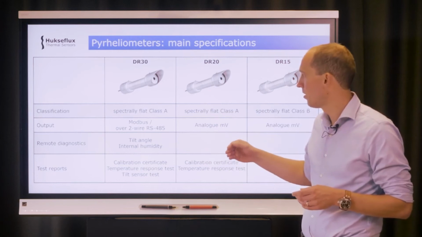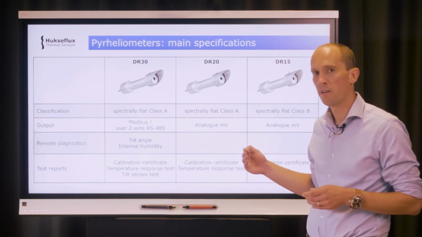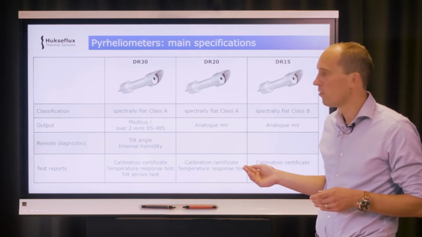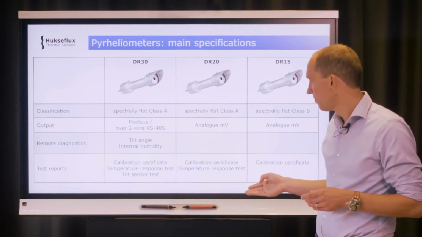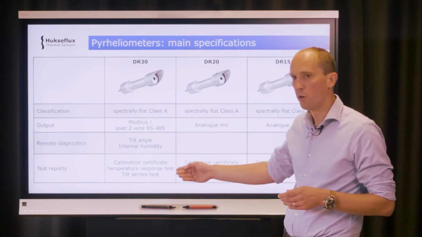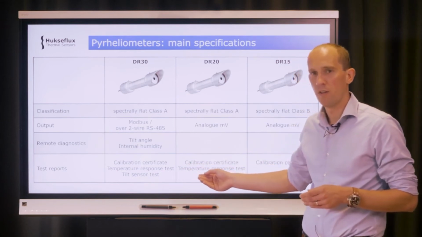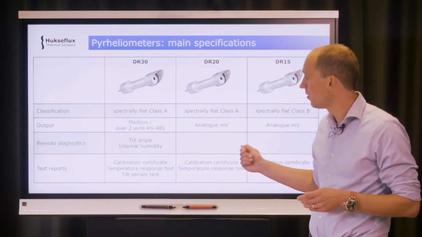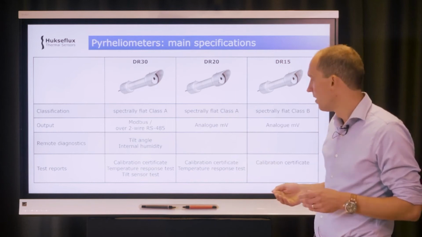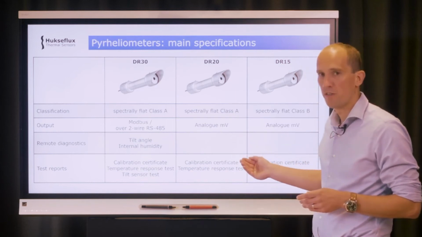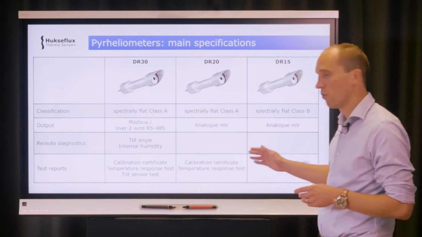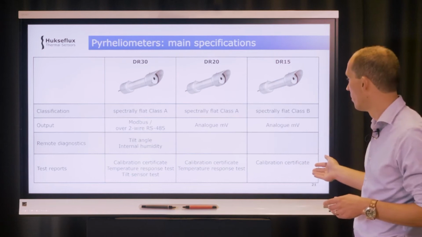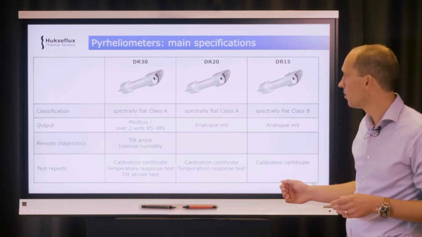It communicates via the Modbus protocol over a 2-wire RS485 output, whereas the DR20 is the analog instrument with traditional millivolt outputs. In that sense, the DR30 will offer you remote diagnostics. It actually has the same tilt angle and internal humidity information that you will find in the SR30. And of course in the DR20 that information is missing. And now there is also the DR15, which is a spectrally flat Class B model, slightly more affordable, also only with an analog output.